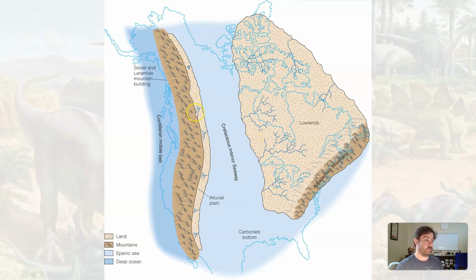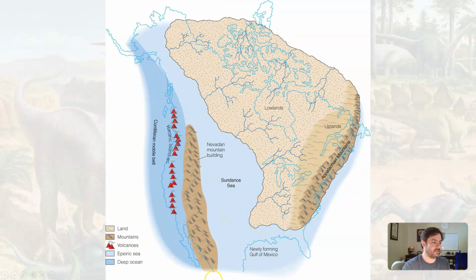So we have much more extensive orogenies due to now the completion of the Cordilleran and the Sevier and Laramide orogenies. Now we have a mountain range all the way from Alaska down to Mexico. And this Cretaceous interior seaway covered much of the interior middle parts of North America. Again, it's still there. It's just underwater during this time. So, again, a little bit different.